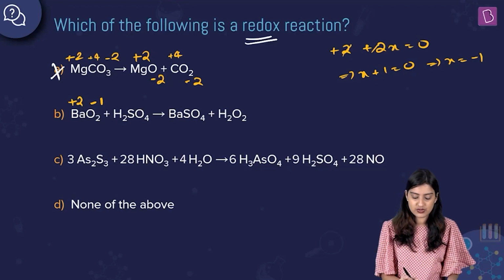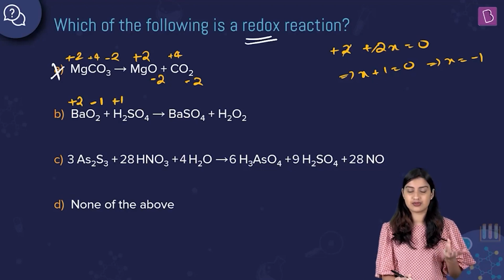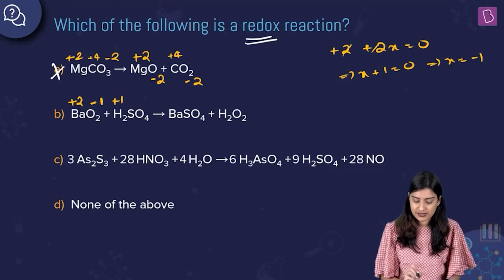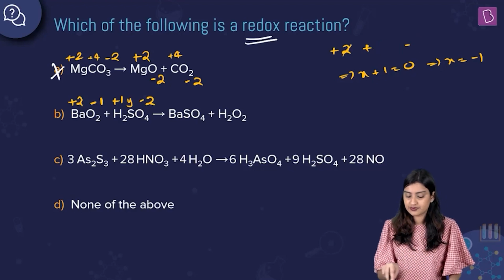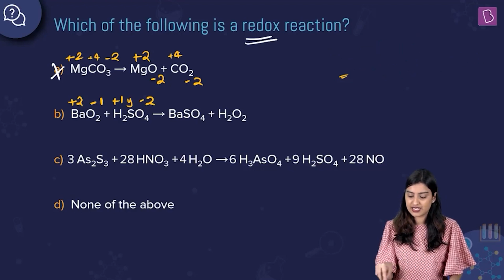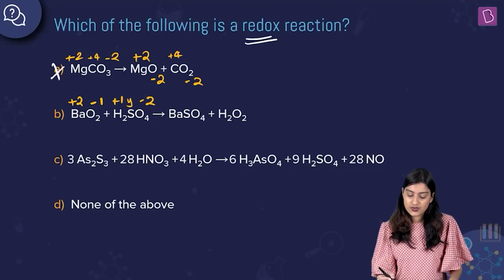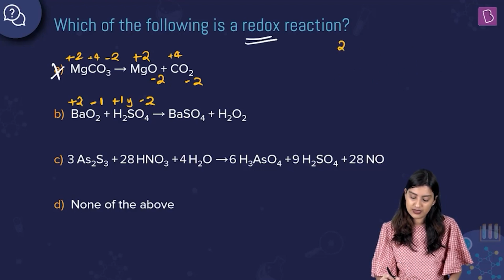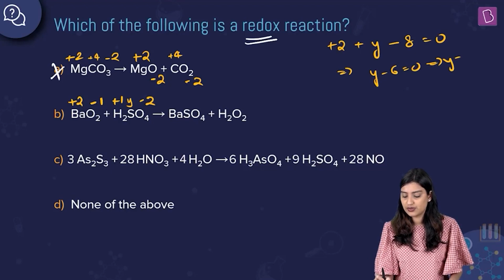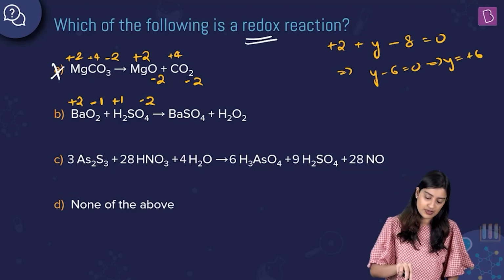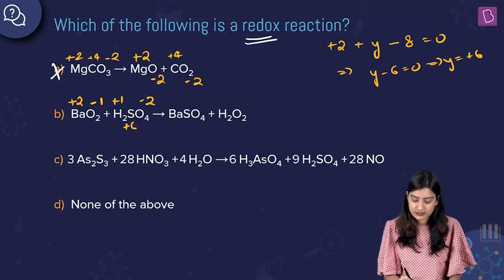This will react with H2SO4. So in H2SO4 hydrogen is in +1 oxidation state. Sulfur is going to be in, let's say, Y oxidation state. This is in -2. You have to find out Y, right? So what happens in sulfate? How do you find out? So you have 2 plus Y -8 is equal to 0. So you have Y -6 is equal to 0. You have Y is equal to +6. Right? So this is going to be +6. I'll just write it here.